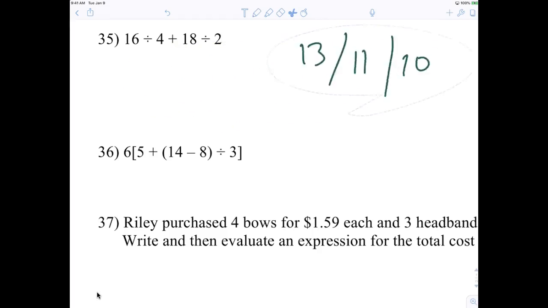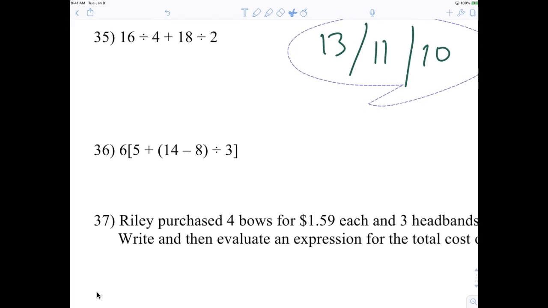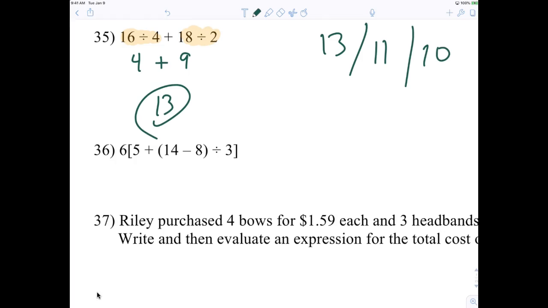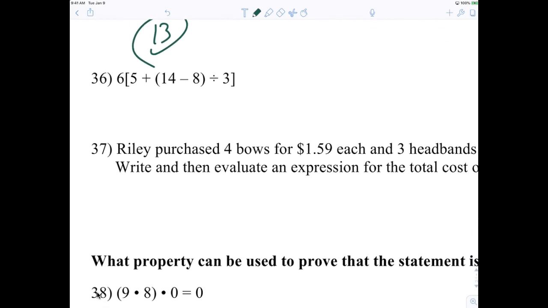All right, let's figure out what the answer is now for sure. Let's double check. Remember, left to right. 16 divided by 4, 4. 18 divided by 2, 9. 4 plus 9, 13. All right. Be careful, please. Yes, sir. Everybody good with that now? That's not bad.